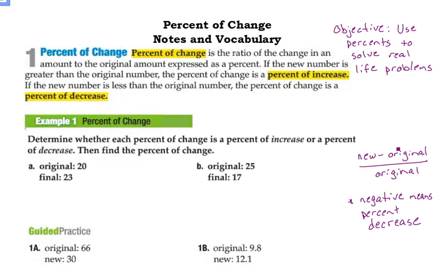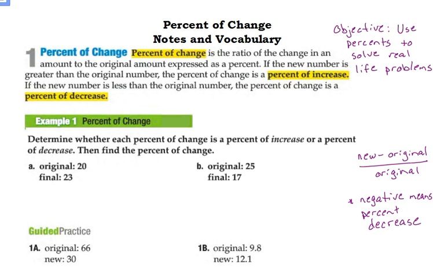So here's our new fancy formula. It says if the new number is greater than the original number, the percent of change is the percent increase. If the new number is less than the original number, the percent of change is the percent of decrease. But I also put over here that if we do use this formula and our answer comes out negative, that tells us it's a percent decrease. If it's positive, we know it's a percent increase.